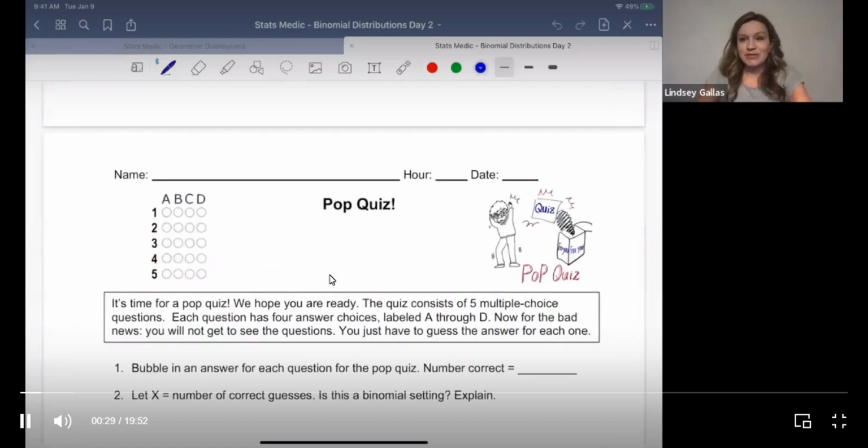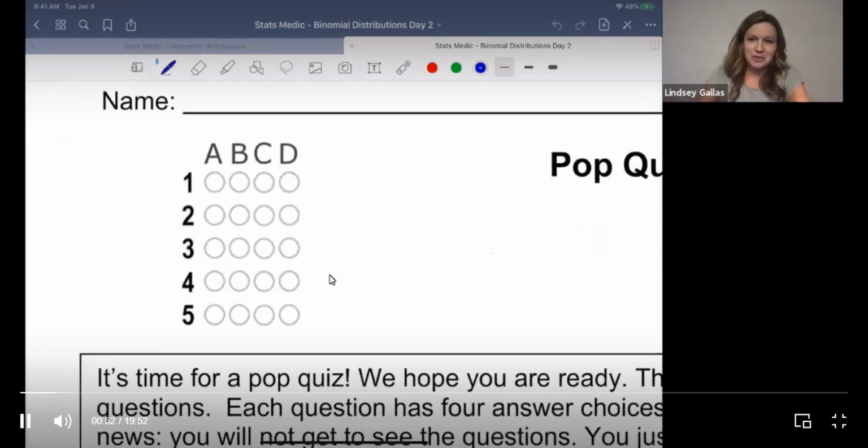All right, so we've got a little bit of a surprise for you. Today, you are taking a pop quiz. Hope you're ready for it. The quiz is 5 multiple choice questions, so each question has options A through D. The bad news is, unfortunately, I'm not going to give you the questions. I just want you to guess the answer for each one. So I want you to quickly take a moment and on your Scantron up here or in your bubbling section, take a moment and guess what you think the answers are to the questions.